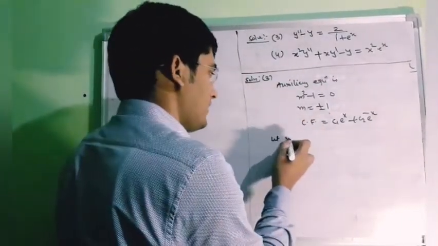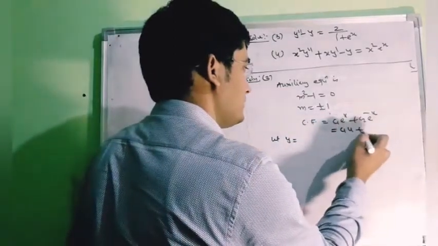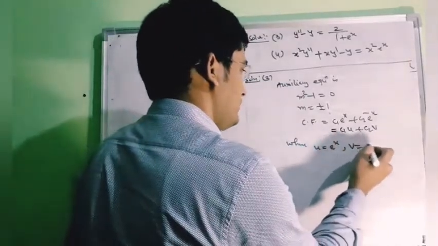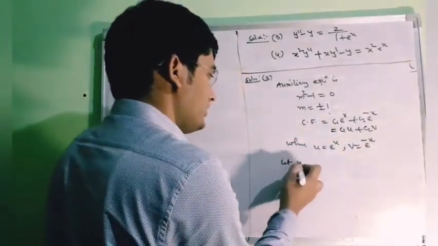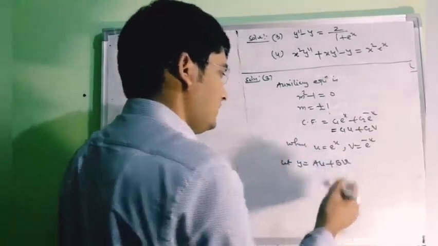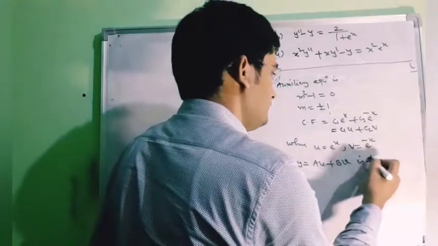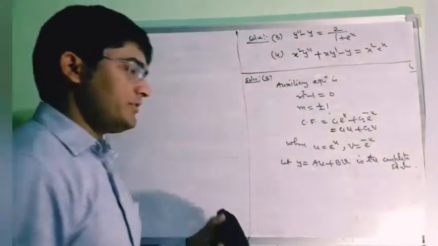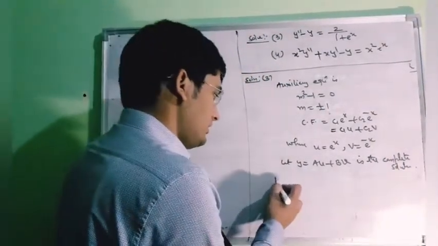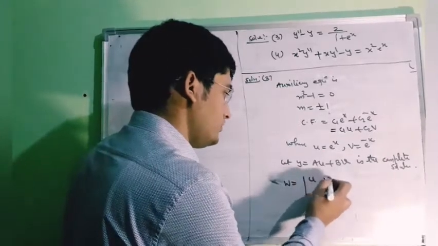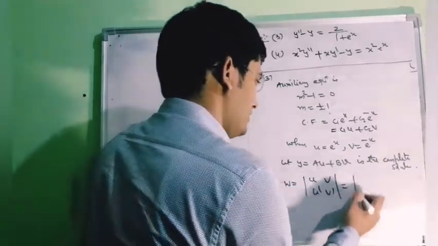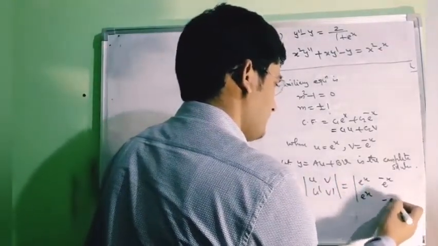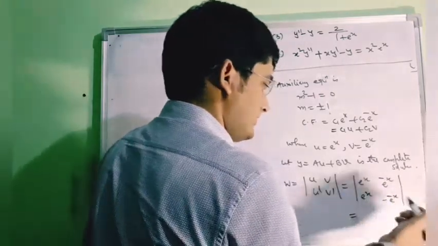So let y equal to c1 into u plus c2 into v, where my u is e to power x and v is e to power minus x. Let y equal to Au plus Bv be the complete solution of the problem. Now if this is your complete solution, then our Wronskian will be the determinant of u, v, u dash, v dash. Now u is e to power x, v is e to power minus x, u dash will be e to power x, and v dash will be minus e to power minus x. And so you can say that this is your minus 2.